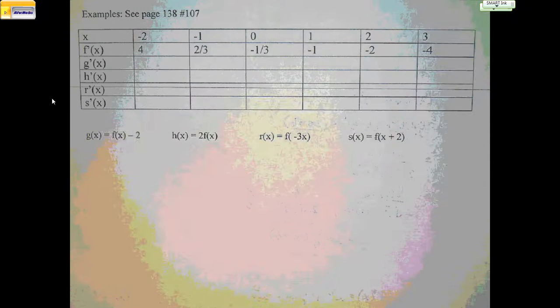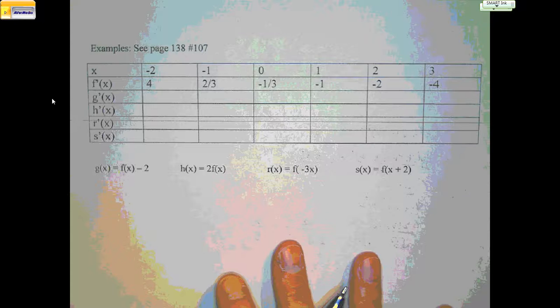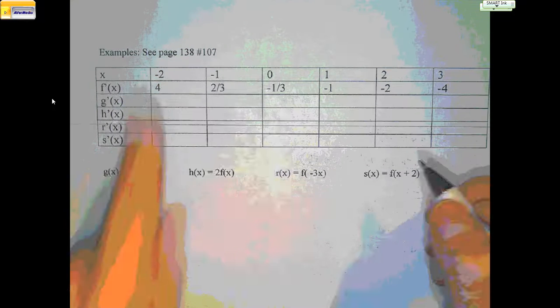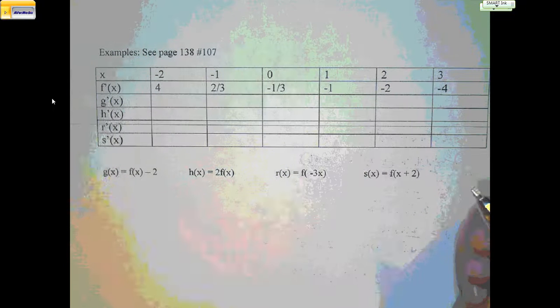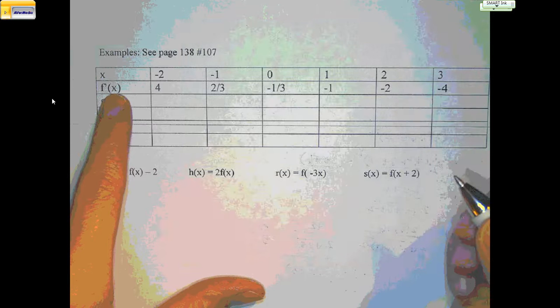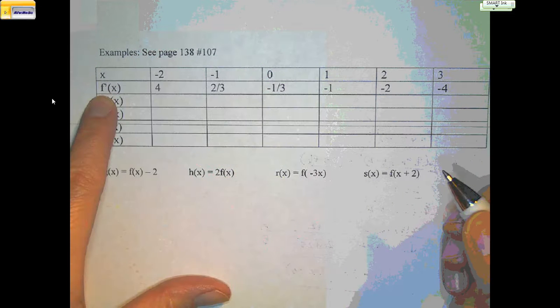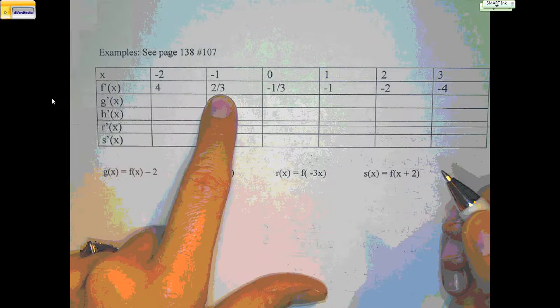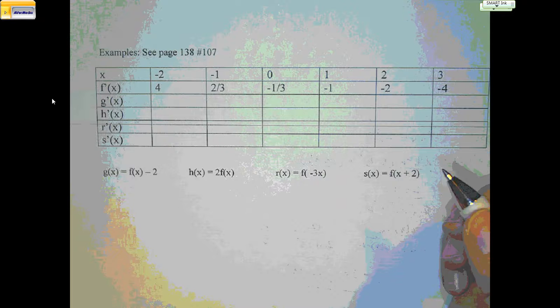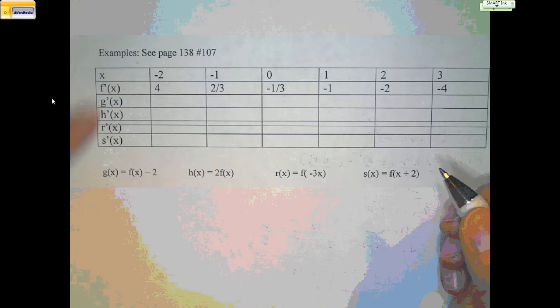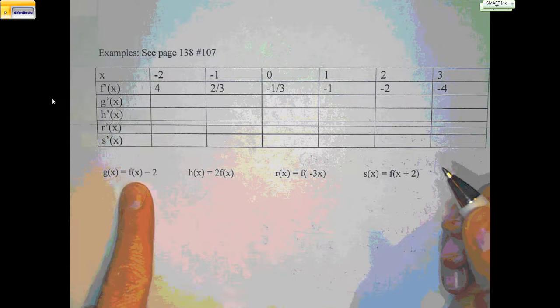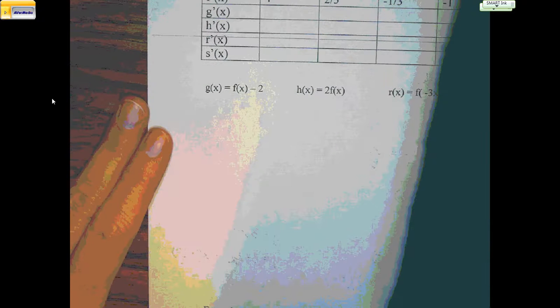You've been doing this. It just looks different. Kind of check out the chart, kind of see what's happening here. You've got some x values across the top. And they found the derivative of f at -2, and it was 4. The derivative of f at -1 was 2/3. They found the slopes of the tangent lines of that function for you for f. We have to find all of these. And we can find them because they do give us some rules down here, or descriptions that tell us what g of x is.